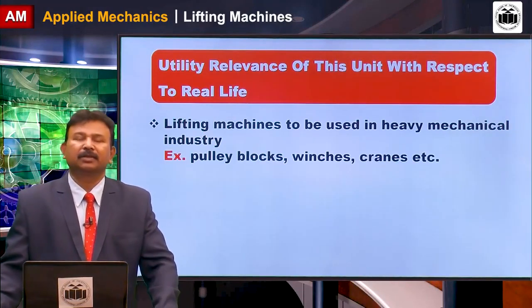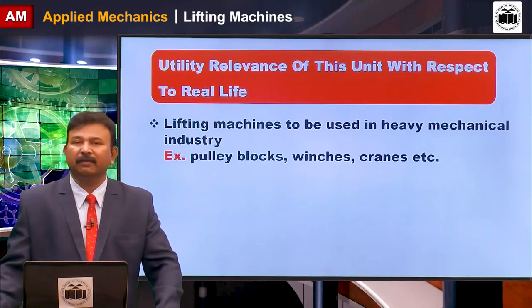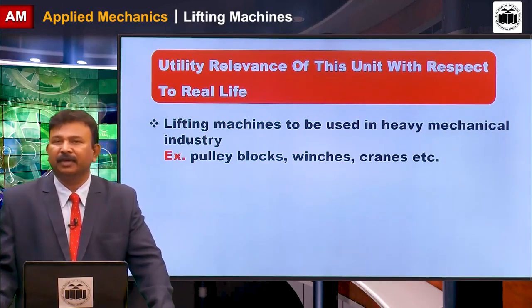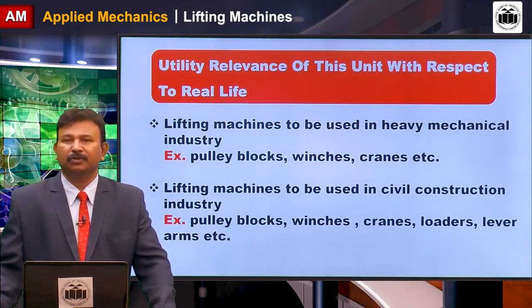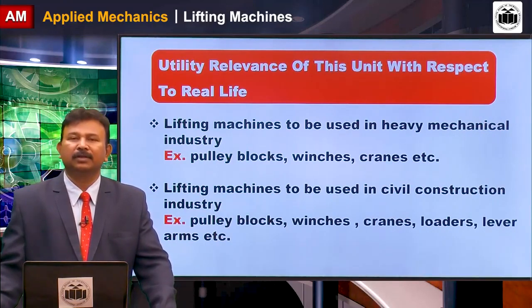Lifting machines are generally used in heavy mechanical industry, for example, pulley block, winches, cranes, etc. Lifting machines are used in the civil engineering construction industry, for example, pulley blocks, winches, cranes, loaders, lever arms, etc.